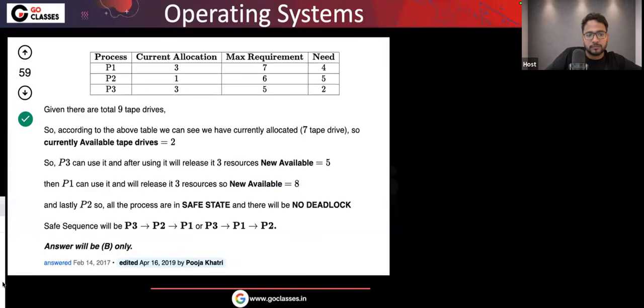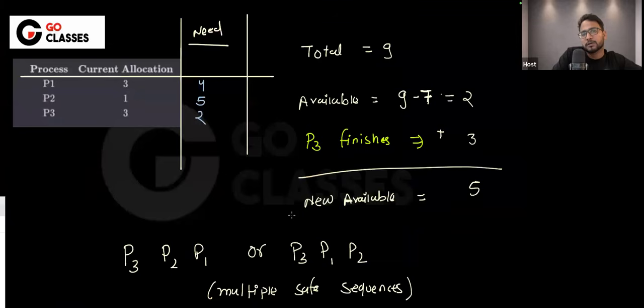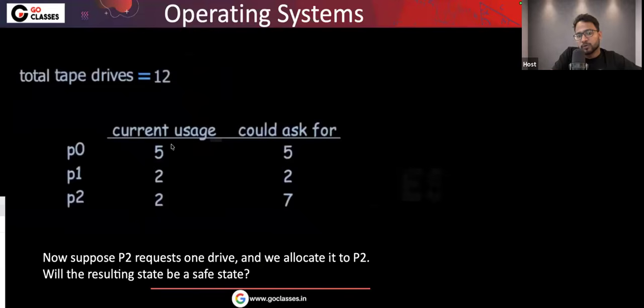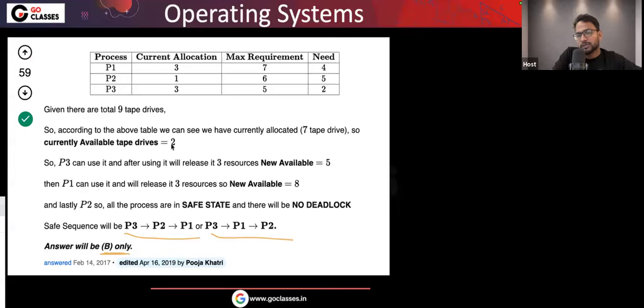Easy question, but yeah, B is the correct answer. These are the multiple safe sequences available. Very easy question, right? So how to solve these kinds of questions? You should know need and the currently allocated, what they can ask in future, and then just check with the available. Then keep on reclaiming from the currently allocated, and see if you can do something. Don't worry, we will be solving more questions, and then you can understand this type of question very clearly.